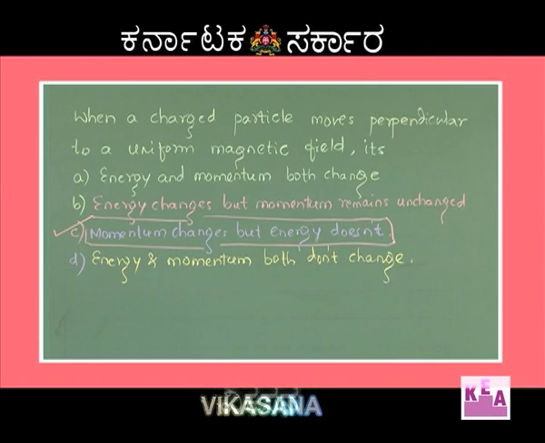Therefore, let us read the options once again and try to understand which of them is correct. Energy and momentum both do not change is a wrong option, because momentum changes there. Momentum changes but energy does not is the correct option. So, C option is perfectly correct.